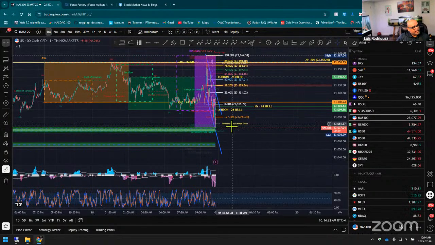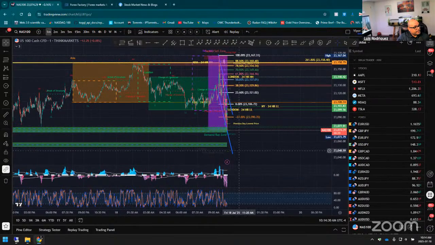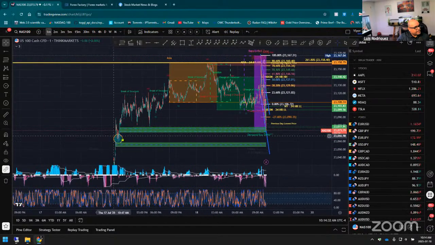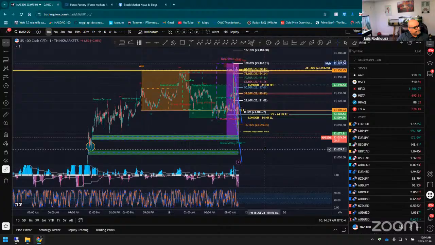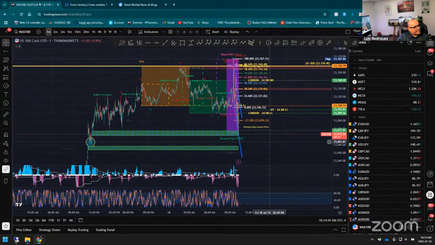Boom. Back to the line that I mentioned, grabbing liquidity. Boom, boom, boom. And it just keeps pushing. Inducement of price is telling me second area here. Let's see. Let's see, familia. Let's see.